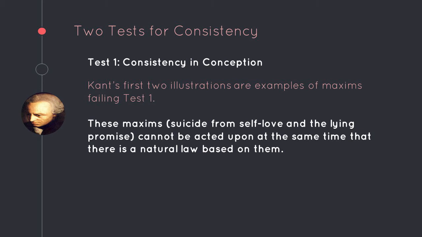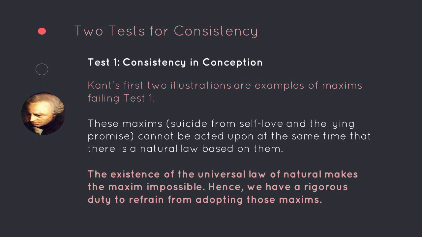So if there were a natural law that said when things look bleak, everyone will commit suicide, I would not be able to adopt the maxim that I will commit suicide in order to avoid hardship when things look bleak, and so on. But read those carefully. What's happening here is that the existence of the universal law of nature makes the maxim impossible. We cannot even conceive of living by the maxim where the universal law of nature is in place. And so, because of that, Kant says we have a rigorous duty to refrain from adopting those maxims.